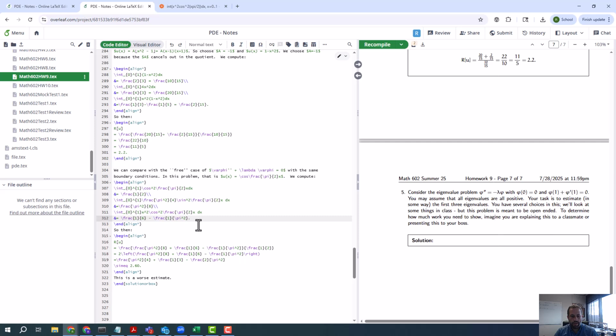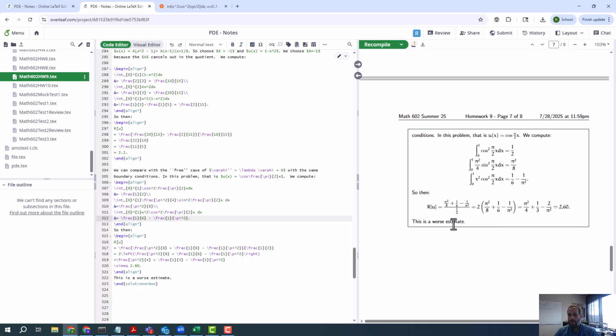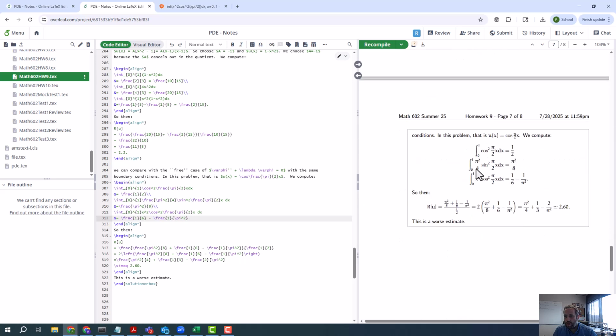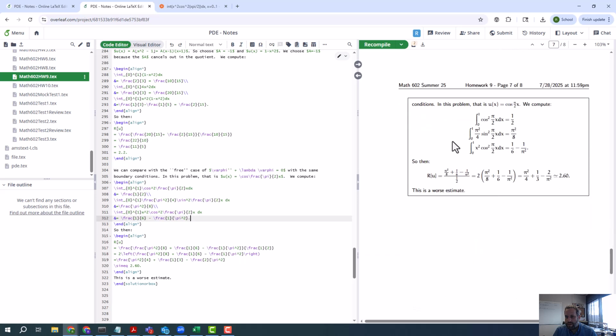What's going on? Okay, so let's see here. Cosine squared of pi over 2x, that's what goes in the denominator, right? Cosine squared of pi over 2x goes in the denominator. Now I'm computing the numerator, so u prime squared. If I take the derivative of cosine, I get minus pi over 2 sine of pi over 2x, so I square that and get pi squared over 4 sine squared.